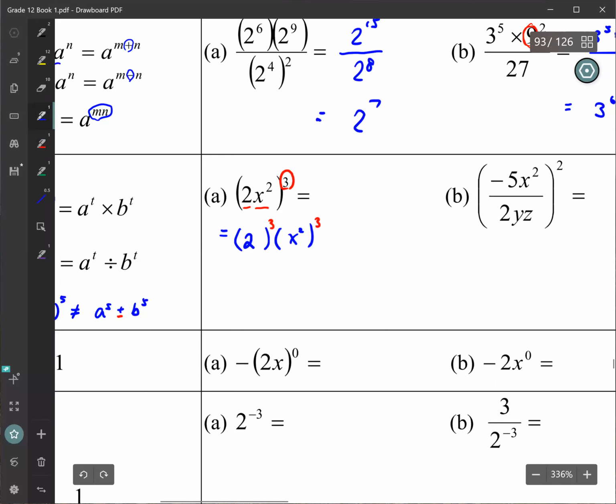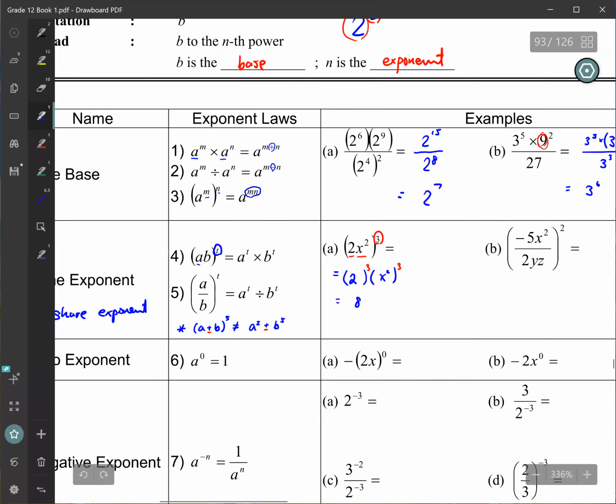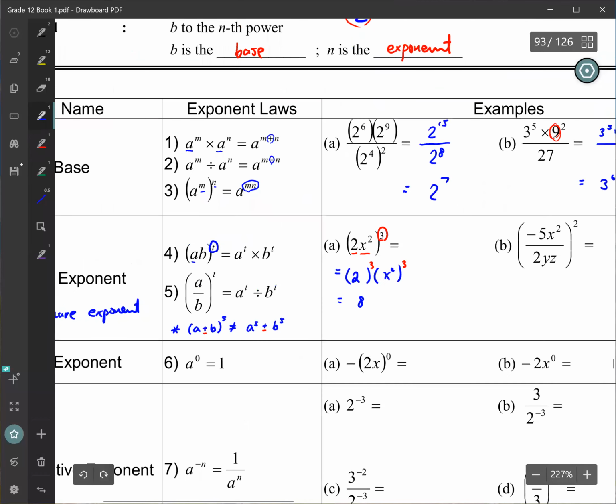And then for the part that has everything numbers, then you can find the answer. Okay, 2 to the cube, that will give you 8. And then x squared, and then to the 3, then you could use the law number 3, right? Multiply exponent. So you leave your answer as x to the 6. So that will be your final answer. Okay, so whenever you have multiply and divide on the inside, you can share them. Okay, so please try question B.